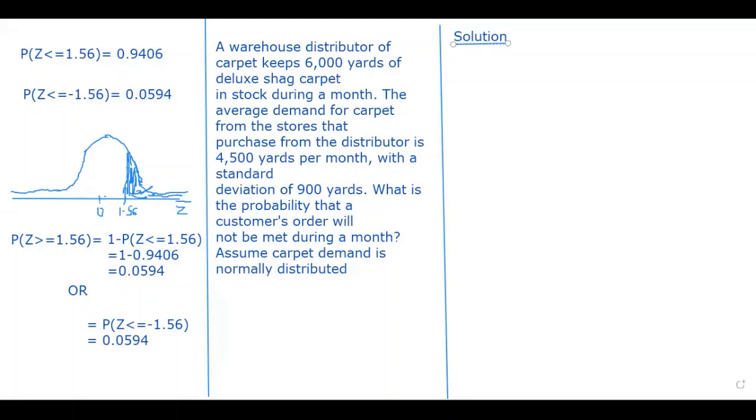A warehouse distributor of carpets keeps 6,000 yards of deluxe shag carpets in stock during a month. The average demand for carpet from the stores that purchase from the distributor is 4,500 yards per month, with a standard deviation of 900 yards. What is the probability that a customer's order will not be met during a month? Assume carpet demand is normally distributed.